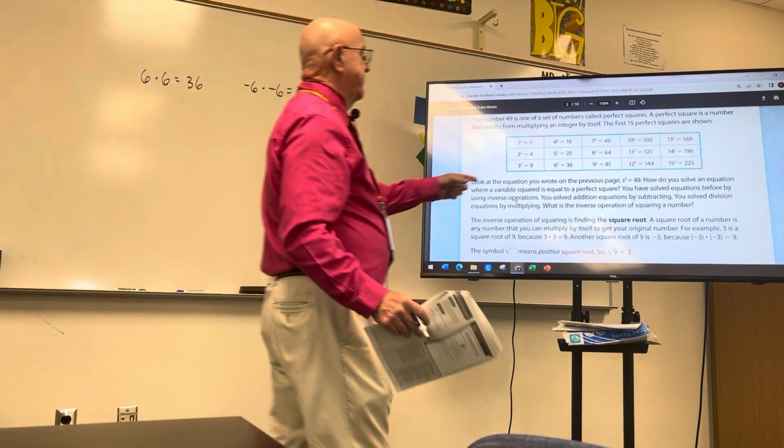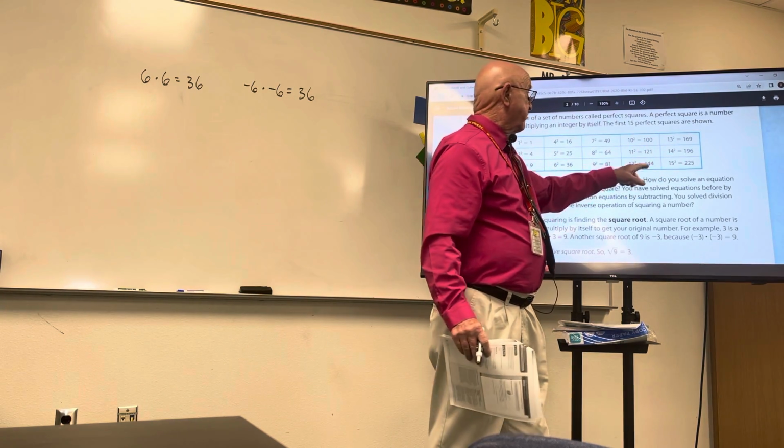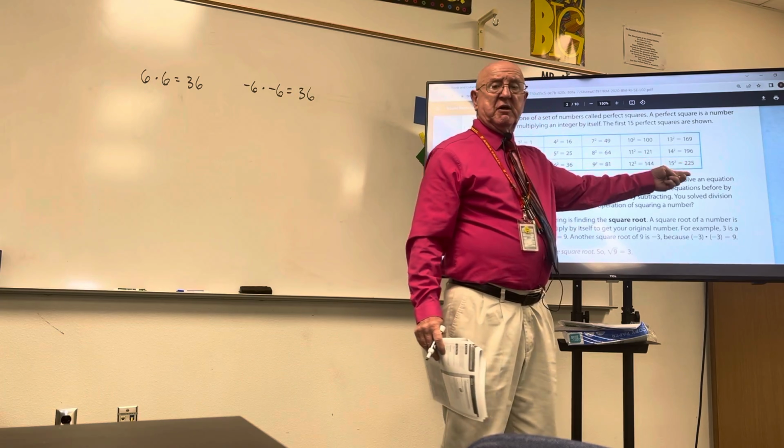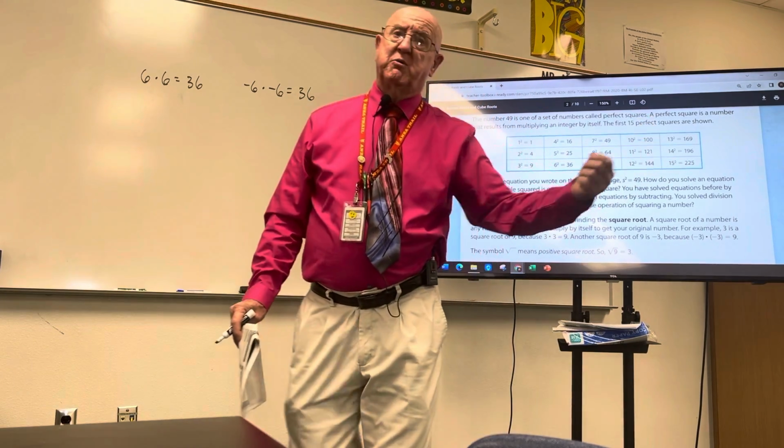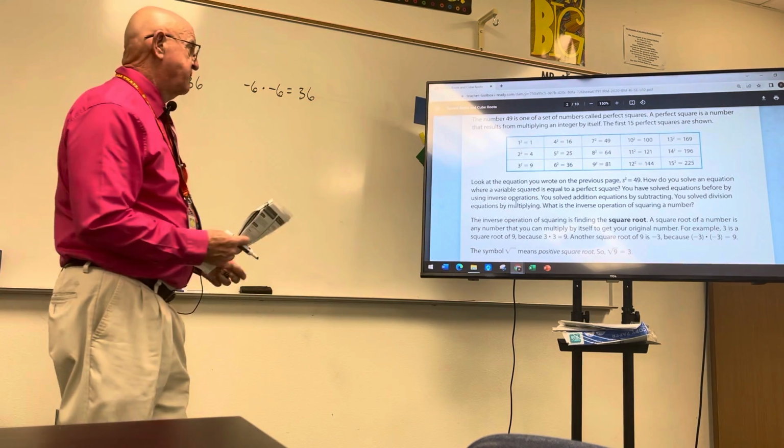And the good thing about these is these will work also when you're doing decimals, right? So 15 squared is 225. 1.5 squared would be 2.25. So you can still use this chart even when you're doing decimals, right?